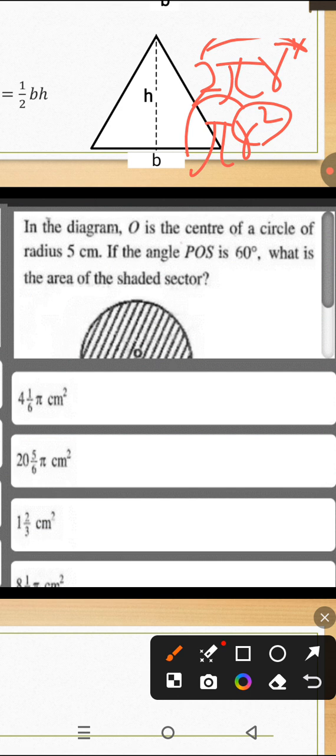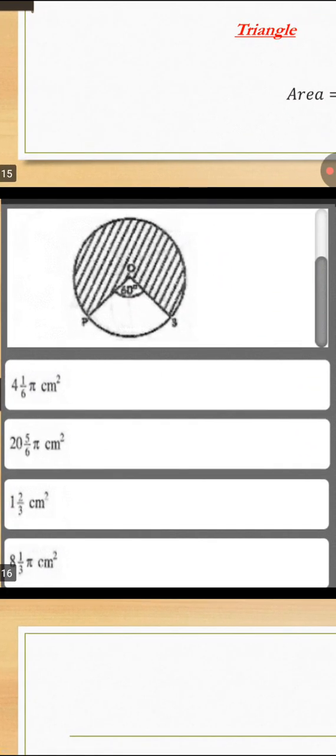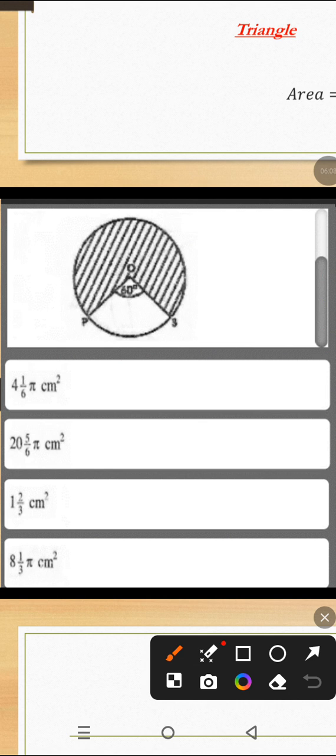That's perfect. The question says in the diagram, O is the center of the circle with radius 5 centimeters. So the radius is 5 centimeters. If the angle POS is 60 degrees, what is the area of the shaded sector? Now, the question is asking for the area of the shaded sector. Because if he asks for the area of the circle, which you know already, it's not so simple. Area equals what? Formula is what?